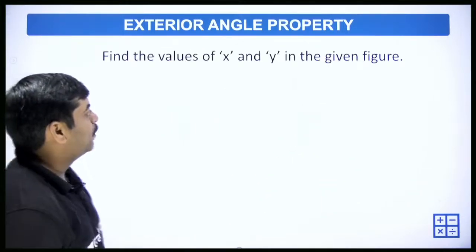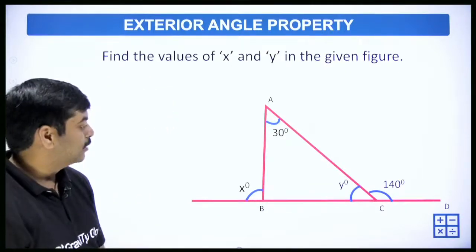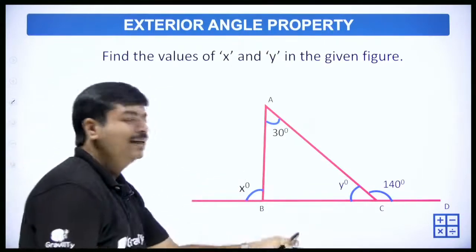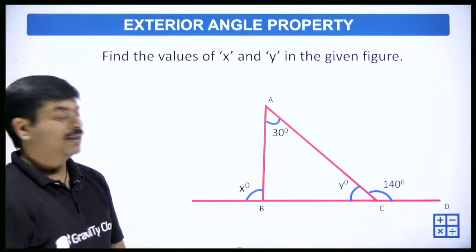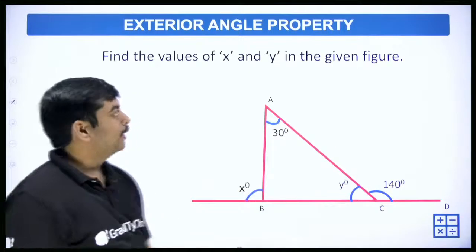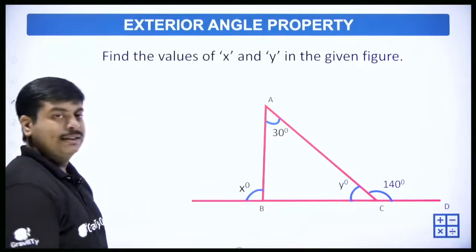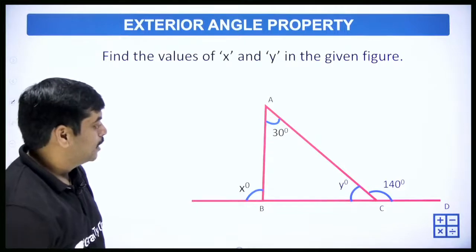Find the values of X and Y in the given figure. Okay, we have a question here. Carefully see here. There is a triangle which is extended on both sides. There is a side which is extended here as well as in that direction also. Find the values of X and Y in the given figure. So let us see how to do that.